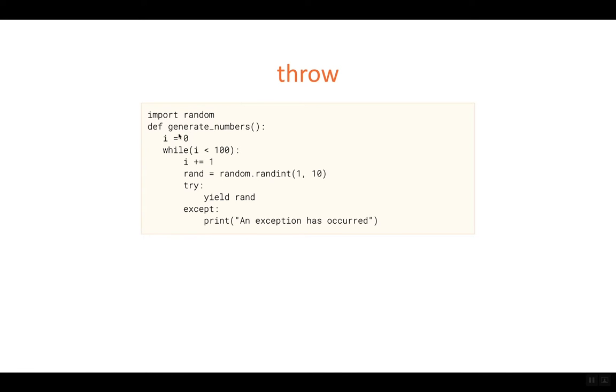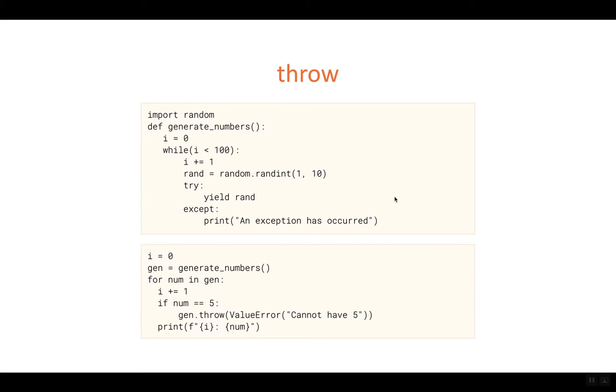Let's say we have a generator that generates random numbers. Let's say we want 100 numbers generated and we are yielding random numbers. Now this yield can trigger an exception if it is sent by the program that is calling that method. And here in our generator, we are catching that exception and printing out a message.